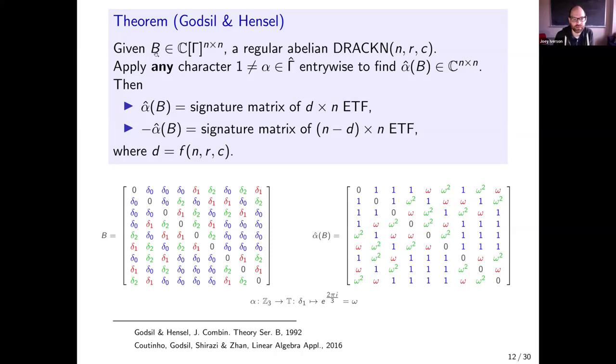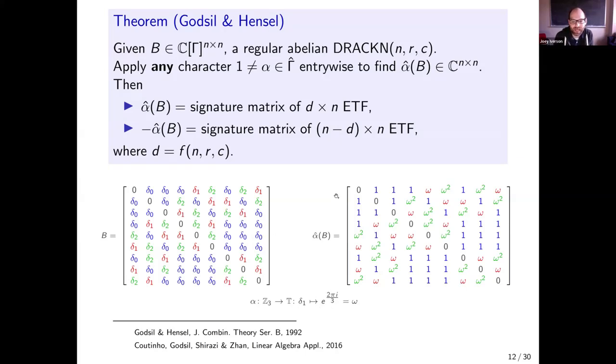You're given that B matrix that determines a regular abelian DRACKN, and you take any character, so any group homomorphism from gamma into unimodular numbers. Don't do the trivial one, but any other one. And you apply it entry-wise. So in this example down here, I'm taking the character that maps Z mod 3 into unimodular numbers. Because this is a cyclic group, I just have to tell you where the generator delta 1 goes, and I'll make delta 1 go to a third root of unity, a cubic root of unity.